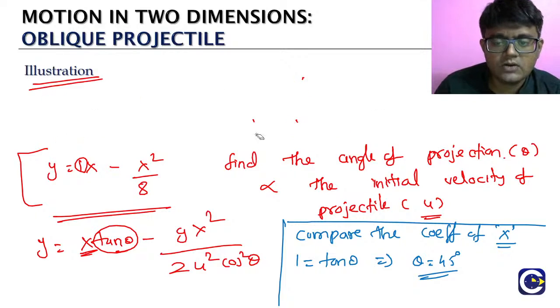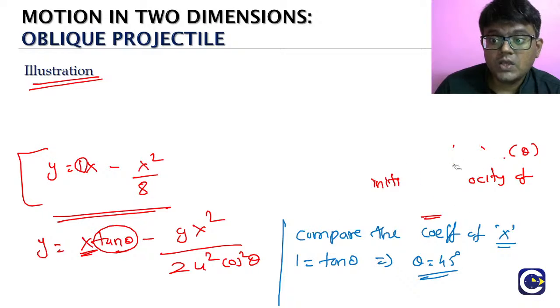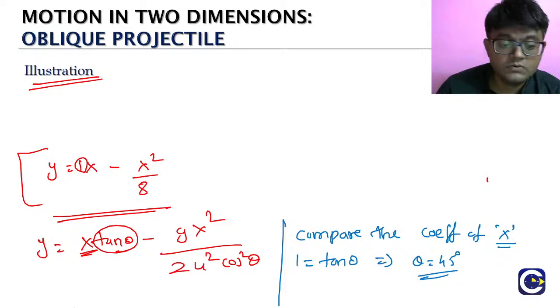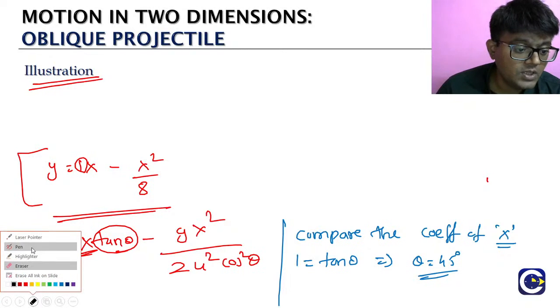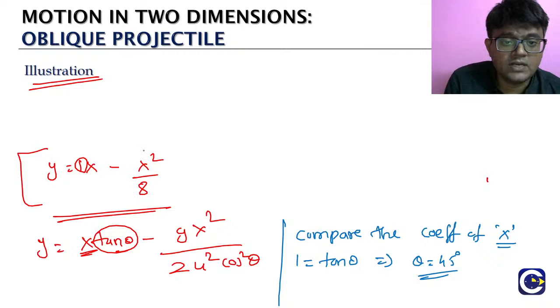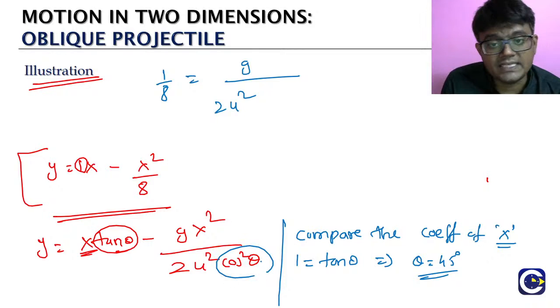Now we have to find the u value, right? For that, we compare the coefficient of x square. First we compared the coefficient of x, and now we are going to compare the coefficient of x square. Look here, there is a minus on both sides, so I will not take the minus. 1/8 is equal to g by 2u square cos square theta. We already know the theta value, which is 45.